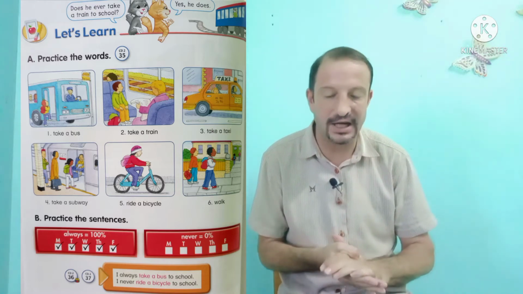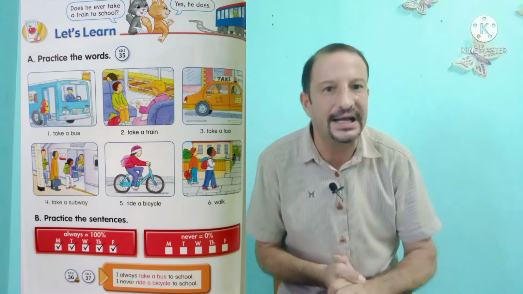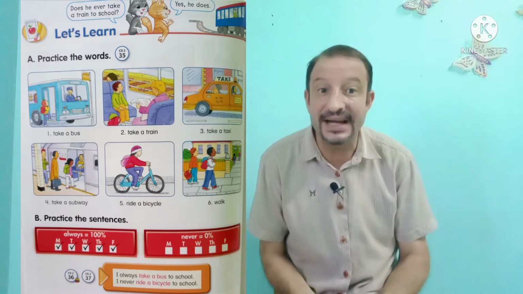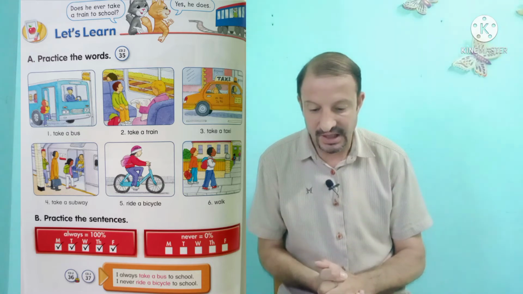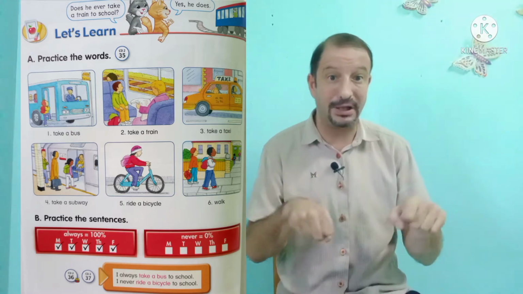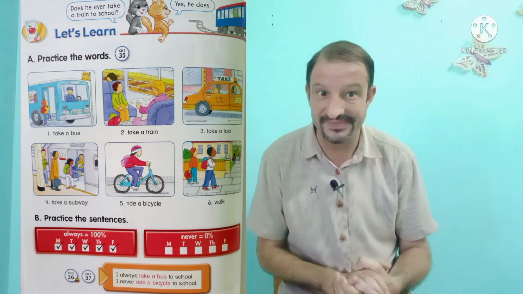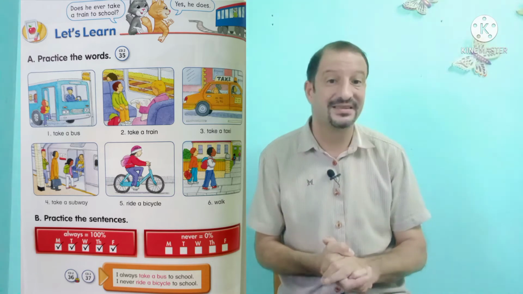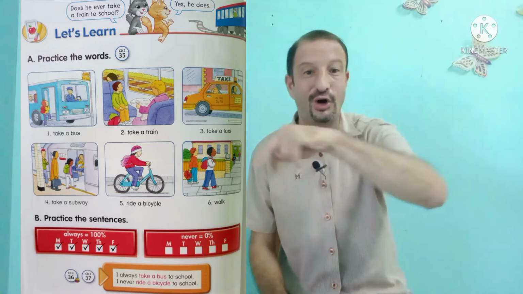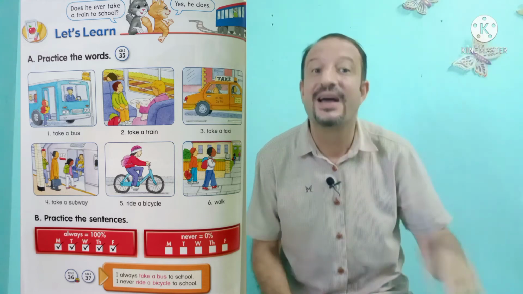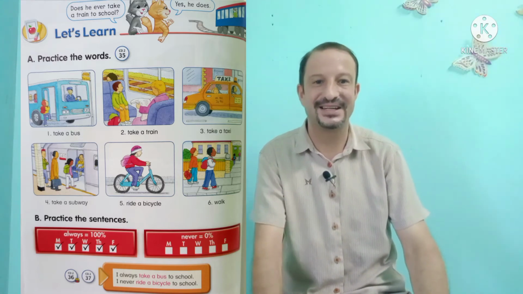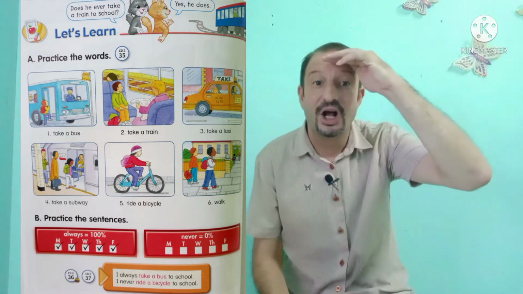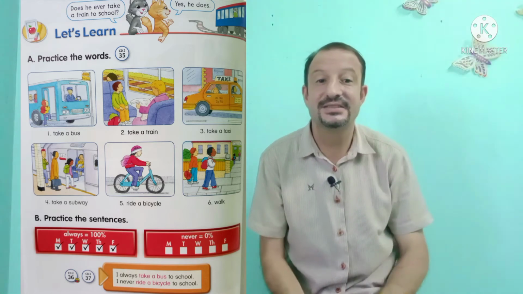Okay, number four, take a subway. Number five, ride a bicycle. Easy. Number six, walk. Okay, okay.